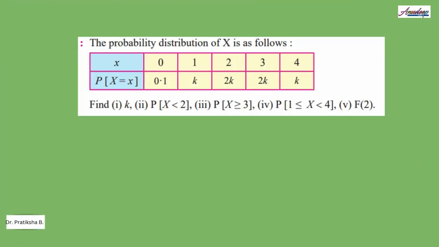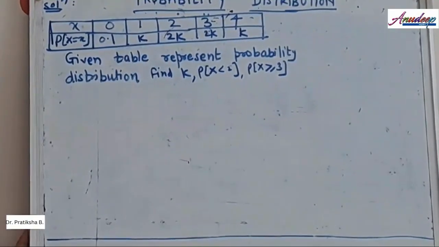Question 2. The probability distribution of x is as follows. So you have been given a table for the random variable x and their corresponding probabilities. You have to find the value of k, the probability that x is less than 2, the probability that x is greater than or equal to 3, the probability that x lies between 1 and 4, and the cumulative value for F2, that is the probability that x is less than or equal to 2. Let us solve the next problem.